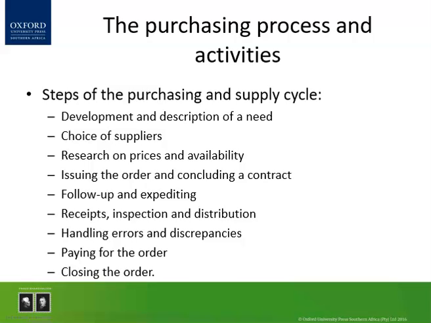Then they receive the receipts, inspect what they have received, and distribute to various functions in an organization. Then the handling of errors and discrepancies, to see if they have received what they actually ordered. If there are differences, then those ought to be corrected. The order ought to be paid for, and the last stage will then be the closing of the order. So this is a 9-step process, and you will find it also explained in detail in your textbook.